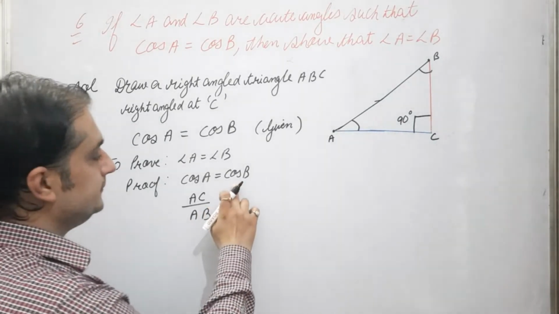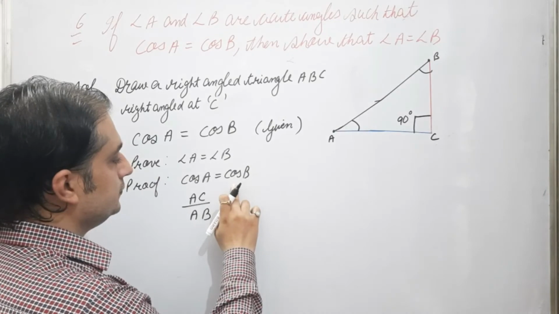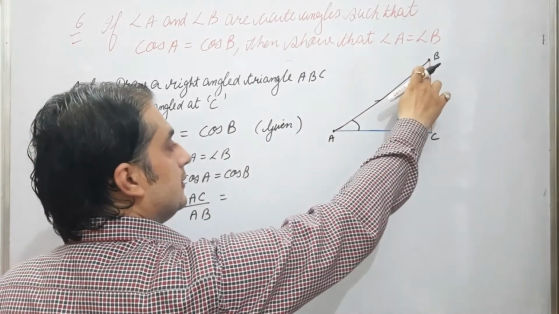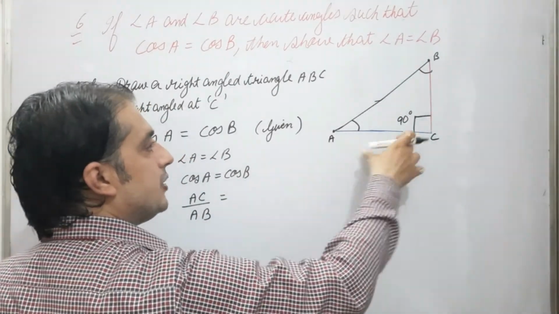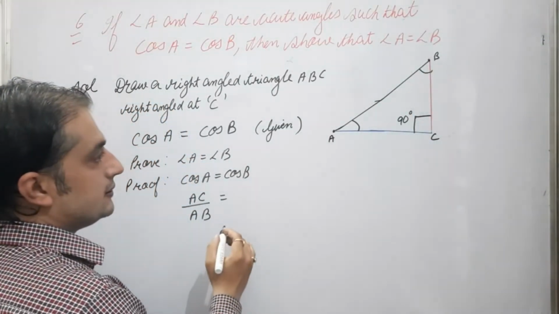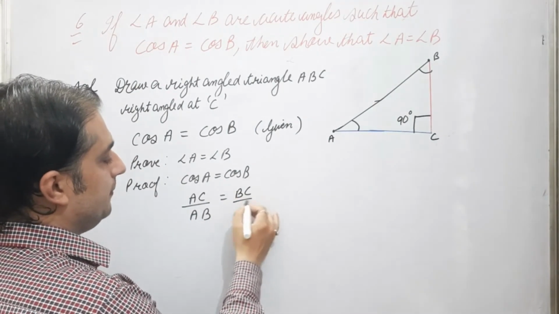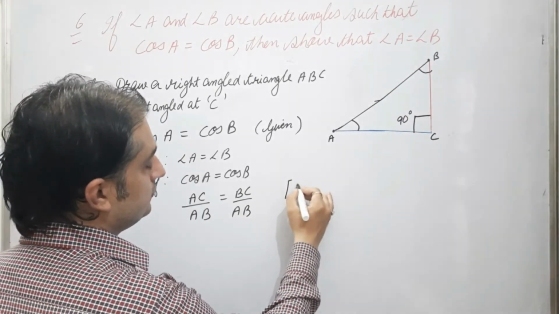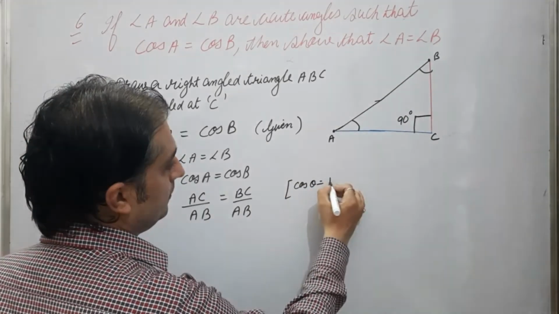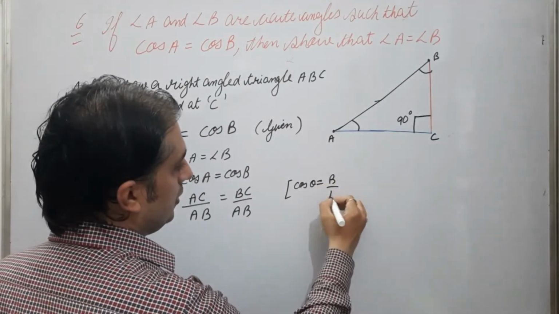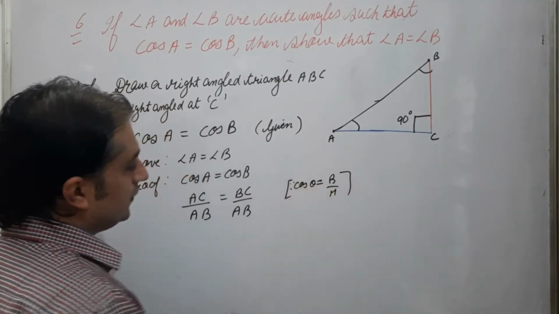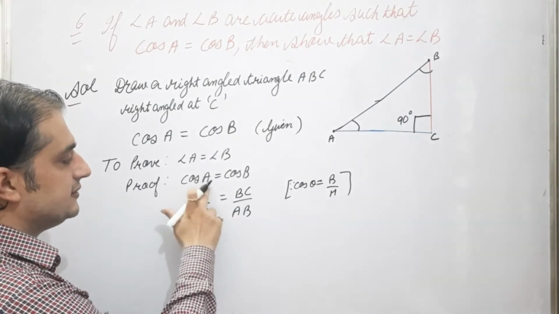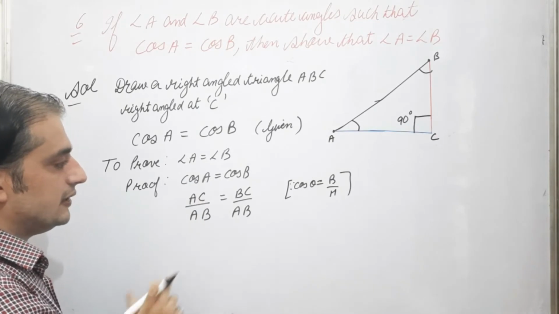And cos B, you know, is what? For this angle, the side opposite is perpendicular and the side adjacent is base. So BC upon hypotenuse, that is AB. Cos of angle B is base upon hypotenuse. Given is this one, and we have written this T ratio in terms of the ratio of their lengths.